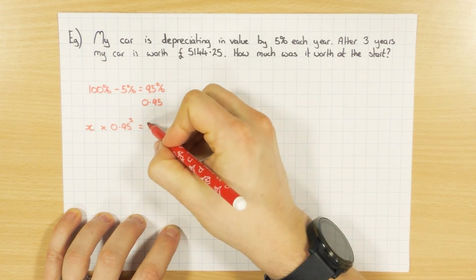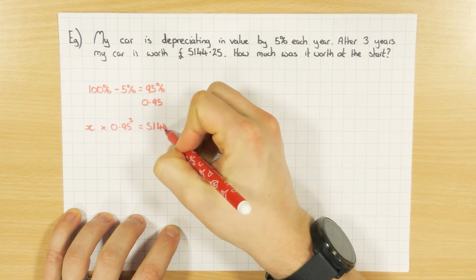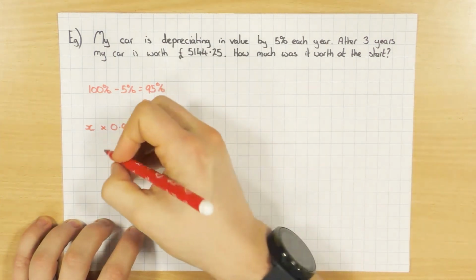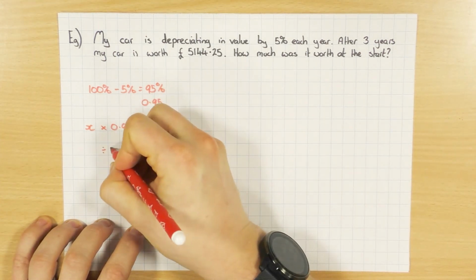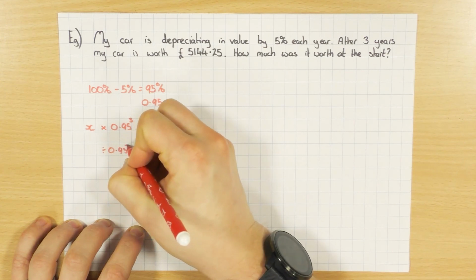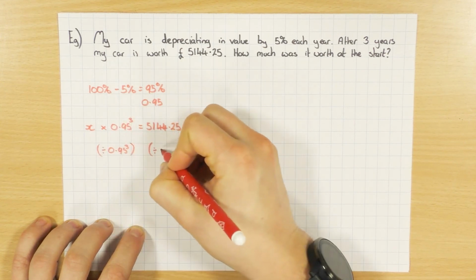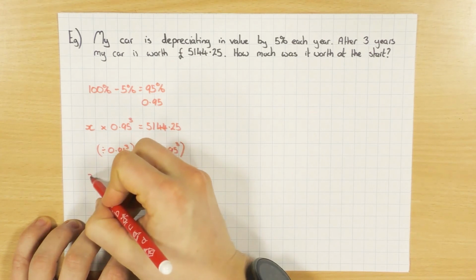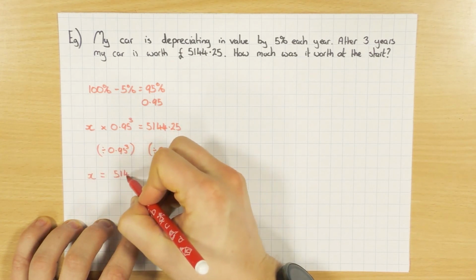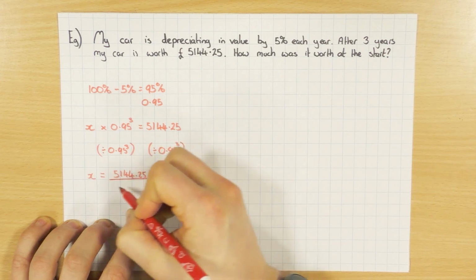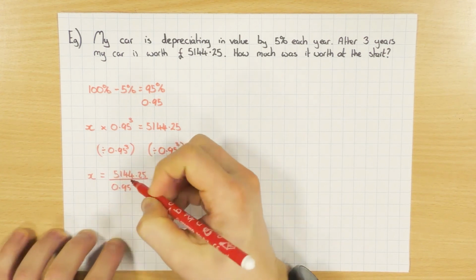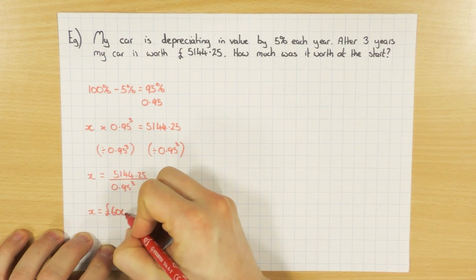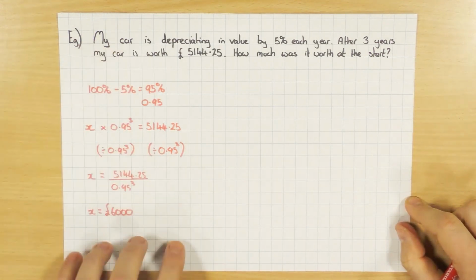And we know that after 3 years, it's going to equal £5,144.25. And just like before, just going to rearrange it. So I'm going to get rid of this times by 0.95 to the power of 3 by dividing. But don't forget to do it to both sides. So we will end up with £5,144.25, all divided by 0.95 to the power of 3. Bung that in your calculator, and now it should come out with the answer of £6,000. Okay, so that's that way of doing it.